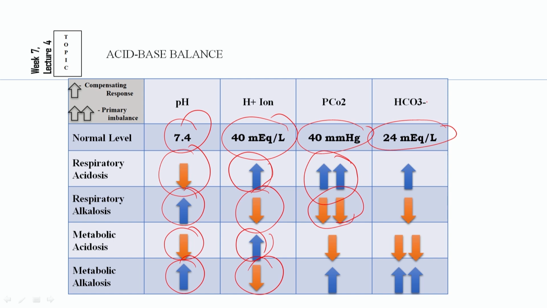Then in terms of metabolic acidosis and alkalosis, it is in terms of bases, that means bicarbonate ion. In metabolic acidosis, the concentration of the bicarbonate ion goes below 24 milliequivalent per liter, whereas in metabolic alkalosis, the base level, that means bicarbonate level, goes above 24 milliequivalent per liter.